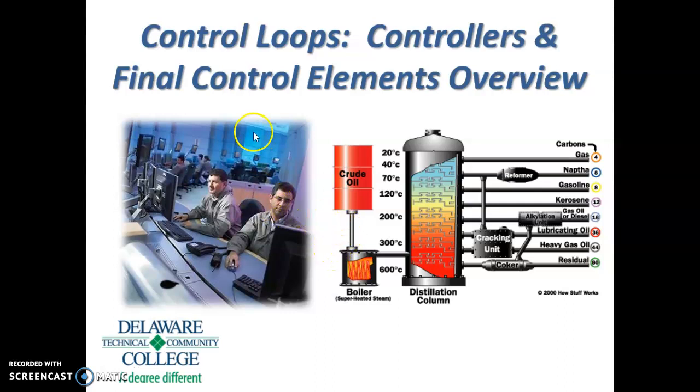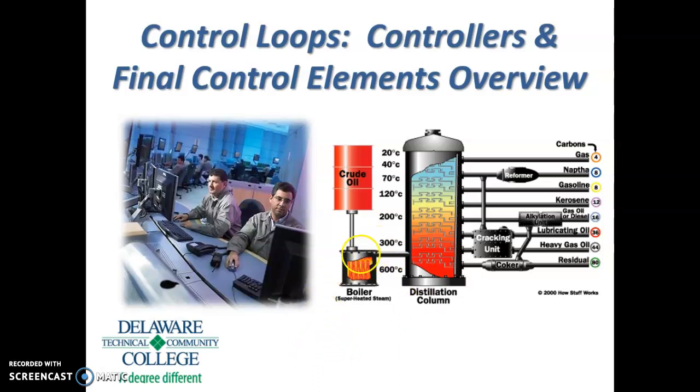Hi everyone. This week we're talking about Chapter 10, which is control loops, controllers and final control elements, an overview of those. Basically, we'll be talking about all the different types of controllers that you may come into contact with. A lot of them are very well detailed. I would also look at that extra supplemental handout, which has all the different types of controllers listed, and you can take some extra notes as you're going along. It will help you to understand them.